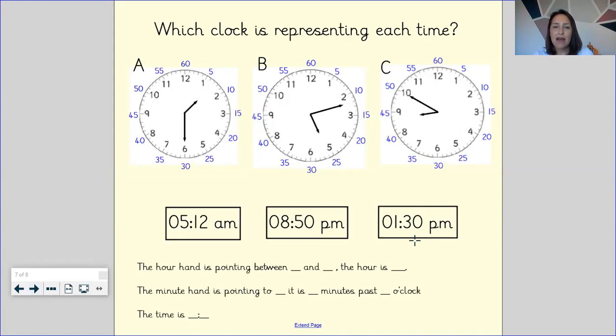Clock B, the hour hand is pointing between the 5 and the 6. The hour is 5. The minute hand is pointing to the 12. It is 12 minutes past 5 o'clock. The time is 5:12. And clock C, the hour hand is pointing between the 8 and the 9. The hour is 8. The minute hand is pointing to the 50. It is 50 minutes past 8 o'clock. It is 8:50.